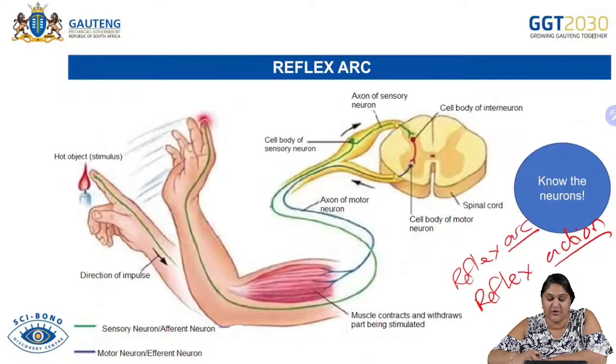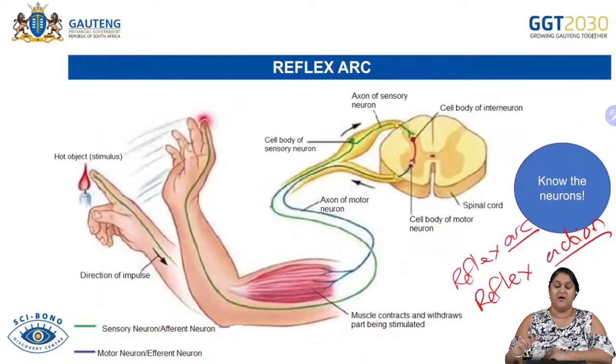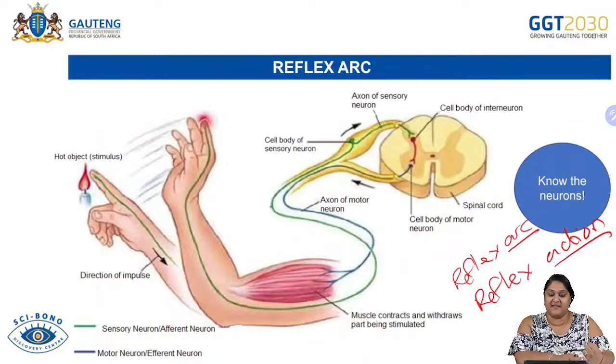Make sure you know the neurons, make sure you know which neuron is going from the stimulus to the receptor. Okay, so we can quickly summarize it. It goes from the stimulus, right? The receptor picks up the stimulus. In this instance, it's a hot object. Okay, then the receptor converts the stimulus into an impulse. That impulse goes via the sensory neuron to the spinal cord.